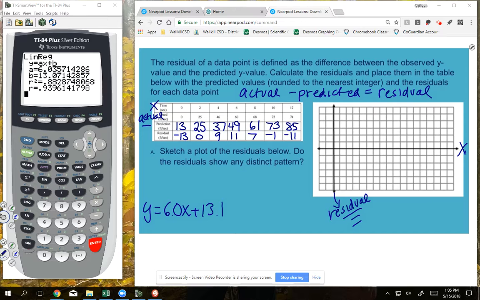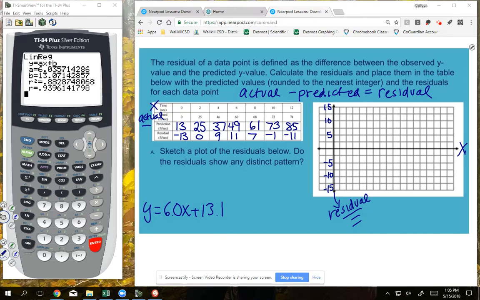Now, we have residuals as low as negative 13 and as high as 9. Obviously, we don't have that room to fit that there, so I'm going to make every other 5 so that it fits. And on our x-axis, we have plenty of room to fit everything from 0 to 12, so we don't have to worry about scaling there.